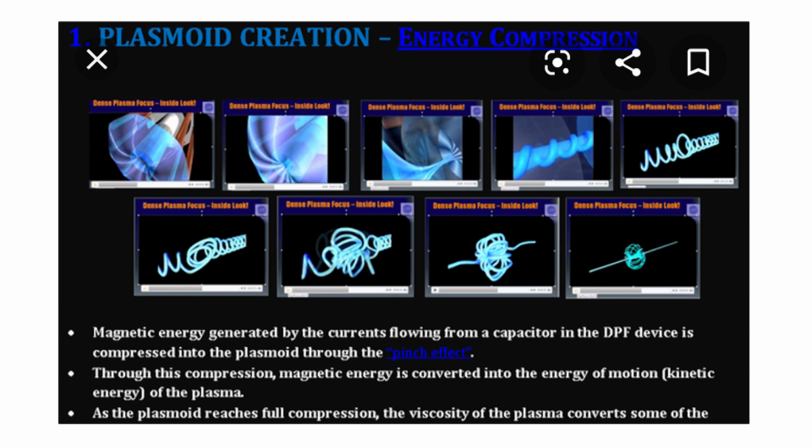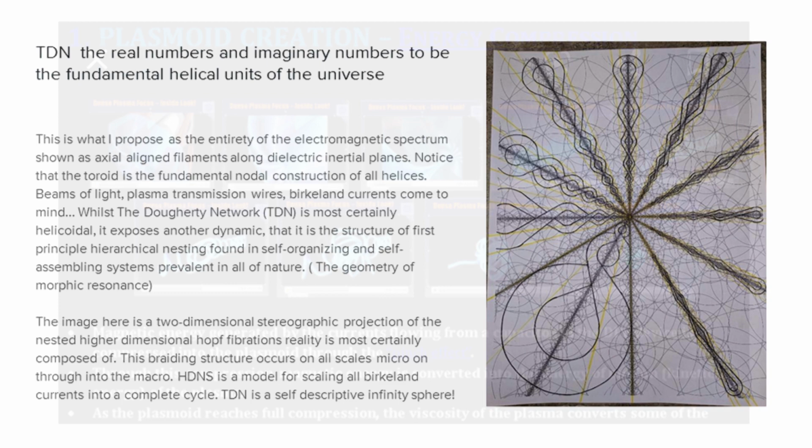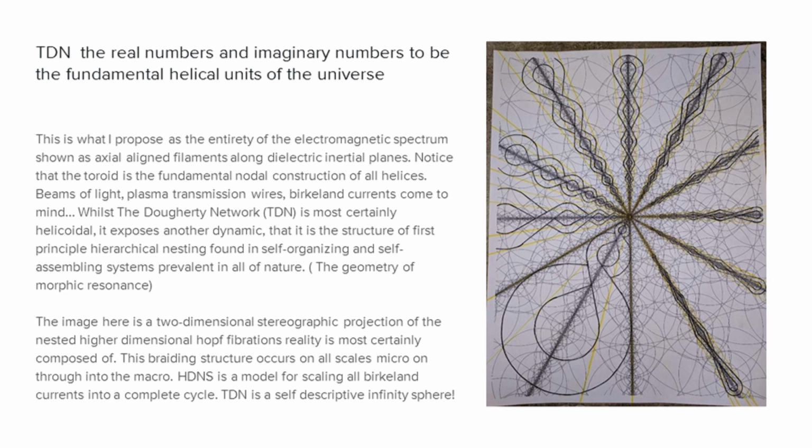So Bostick goes on and he talks about these and how this is how magnetic energy generated by the currents flowing from a capacitor. So what he's saying here is this. After this slide, I'll get deeper into that. The Dougherty network, real numbers and imaginary numbers to be the fundamental helical units of the universe.